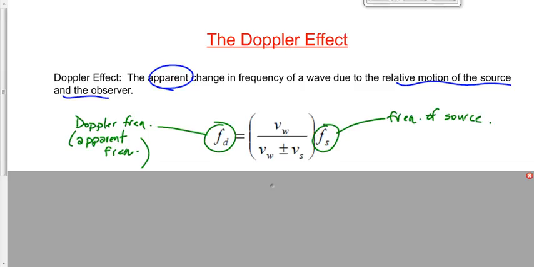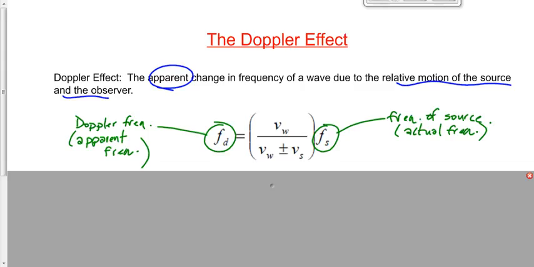Don't say frequency of the sound because it's not always sound. Frequency of the source. This is going to be the actual frequency. If the fire truck is sitting on the side of the highway and you're measuring the frequency of the siren from that fire truck when you're also standing on the side of the highway, that would be the actual frequency. The apparent frequency is what you hear when one of you is moving.